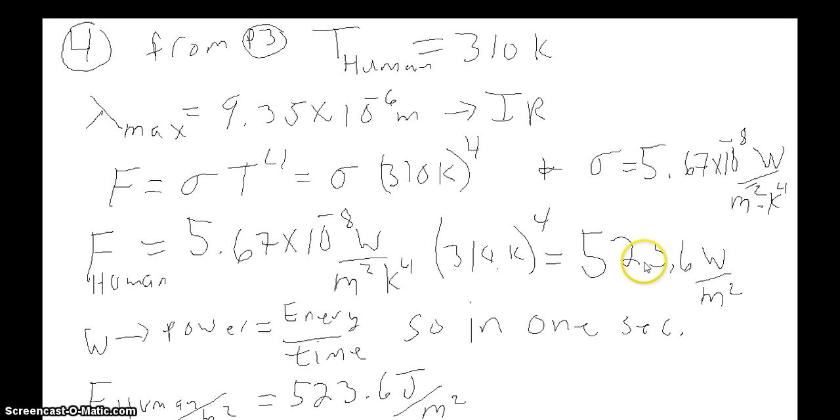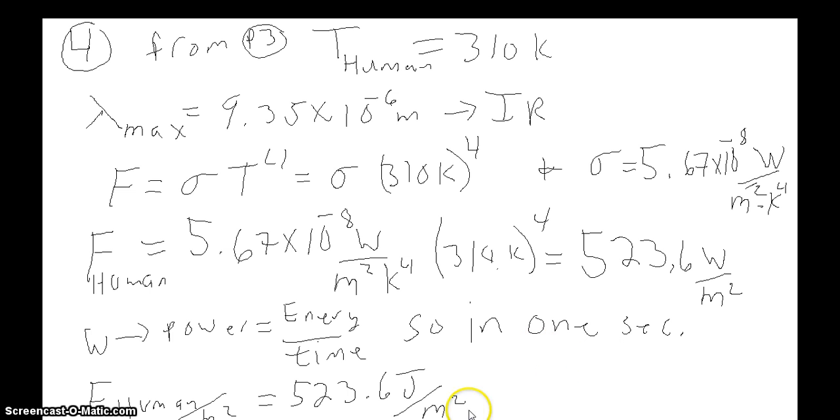Then for the average human being, because they have this temperature, 310 Kelvin, they are putting out this much power per square meter: 523.6 watts per square meter. Now the problem with that is, number 4 says very specifically, I'm looking at it right now, estimate the total amount of energy you radiate to your surroundings.